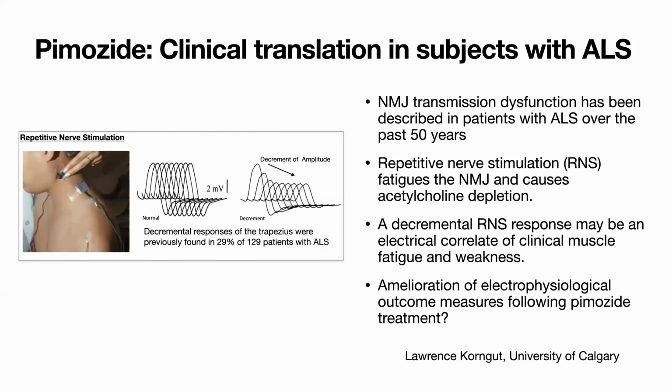Now, finally, the question of neuromuscular junction transmission as being a target. So this is the clinical translation study. There's something called repetitive nerve stimulation, which is a way to basically fatigue the neuromuscular junction. A decreased response here, which you see happening in some ALS patients, may be an electrical correlate of clinical muscle fatigue and weakness. So perhaps if you see this in the patients, can you correct it with pimozide treatment? This would give a direct proof or a potential target engagement of this drug working in the way that we think it's working. And it could also be a biomarker of disease treatment or progression.